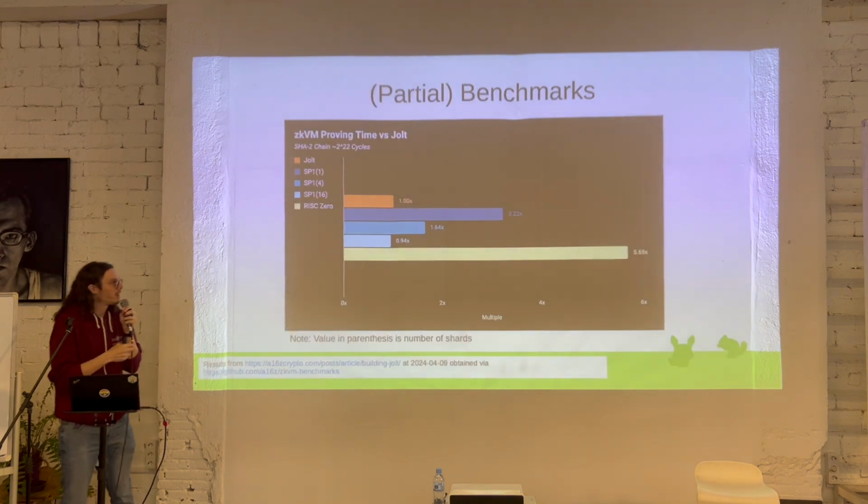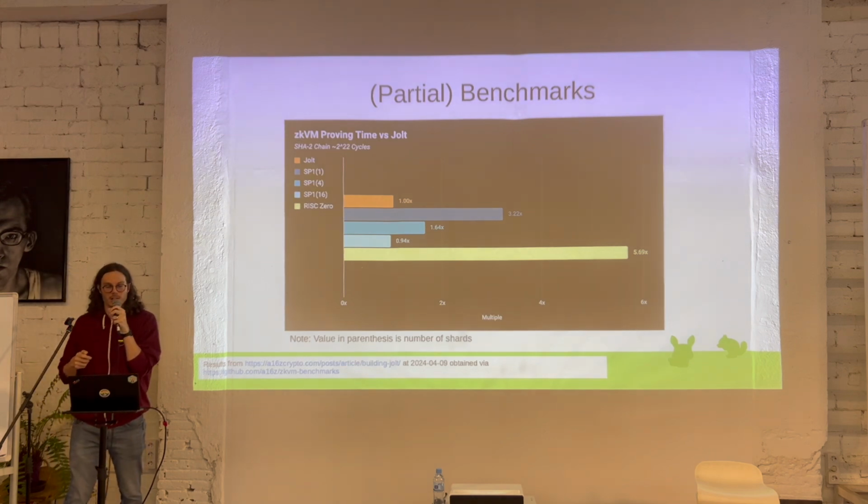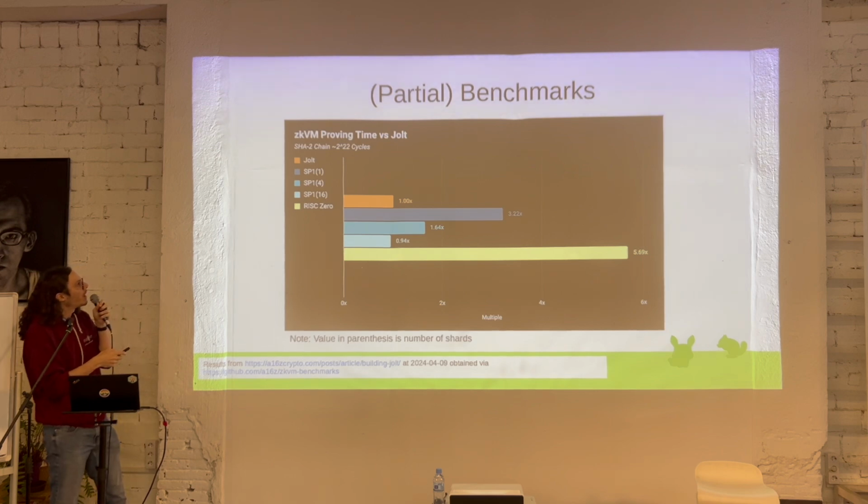So here are the results presented from the Jolt authors. These are the latest results that I think have been done in terms of zkVMs. It compares three projects: Jolt, SP1, and RISC-V.